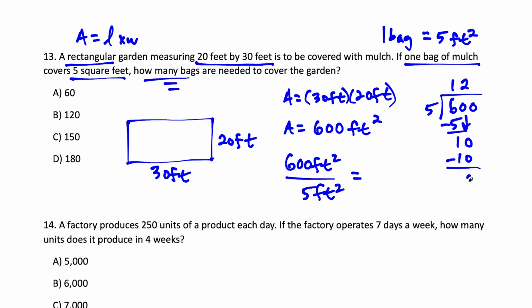We subtract. We get a remainder of 0, and we could bring down another 0 like this. But 0, 0, just say we're dividing into 0. And when we do 5 goes into 0, or 0 divided by 5, we get 0. 0 times 5 is 0, so we get no remainder here. So this is going to divide evenly into each other 120 times like this. So this tells us that we would need 120 bags of mulch to cover this entire garden.